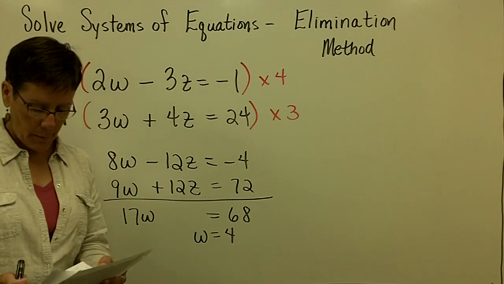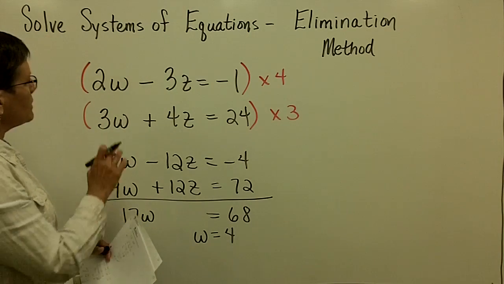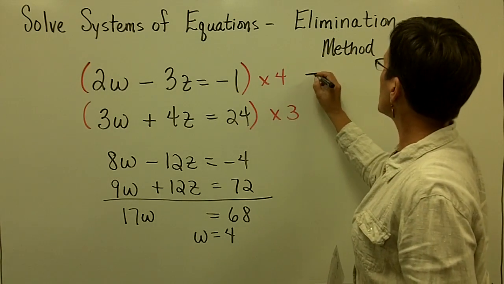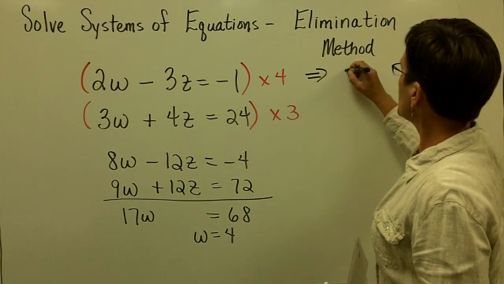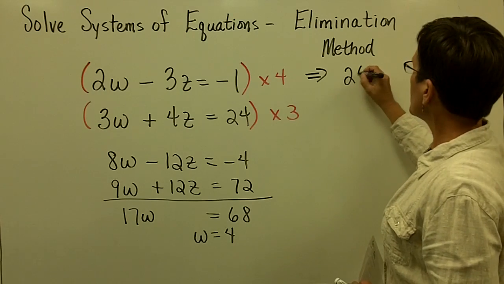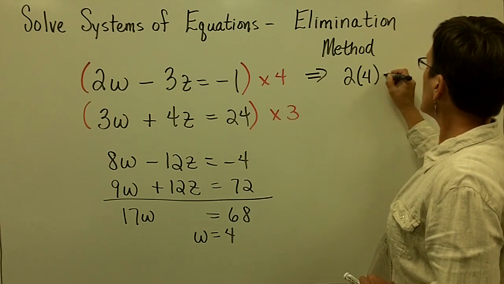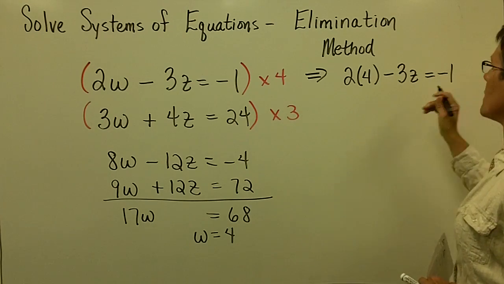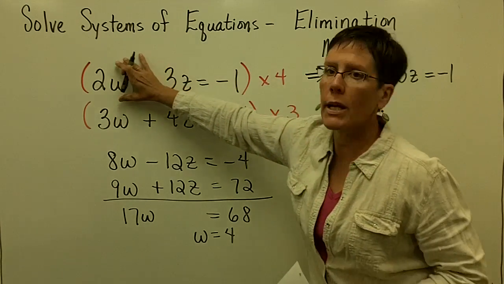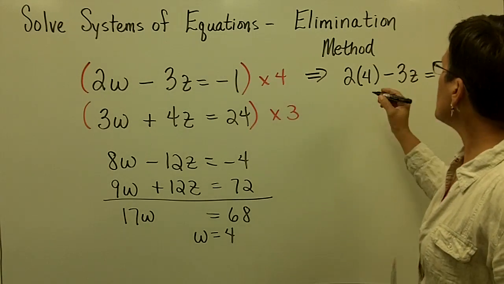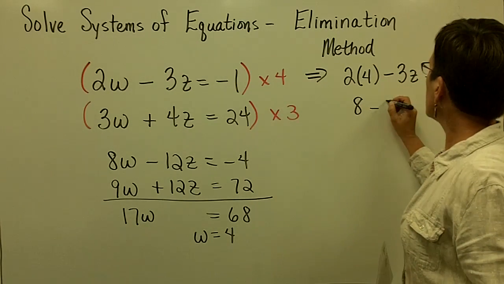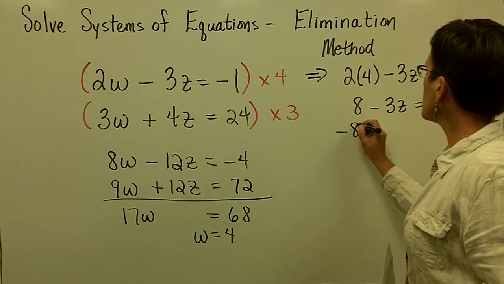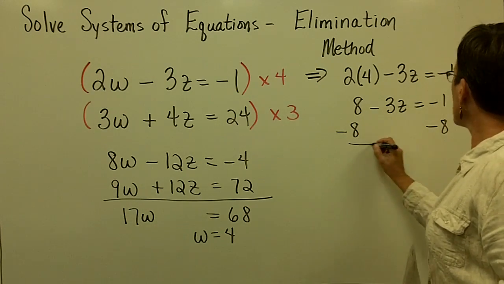And then finally, I would take that value and plug it back into the top equation, one of the original equations. So 2 times w, which is 4, minus 3 times z equals a negative 1. So I've just used the top equation as originally given to me, and I'll have here 8 minus 3z equals a negative 1, and I'll subtract 8 from both sides.